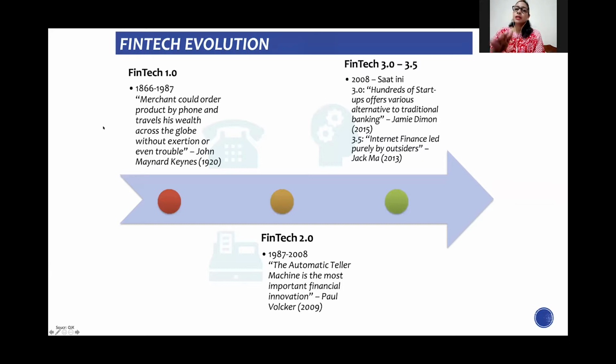Okay, this one is the evolution of fintech. I think you may have gotten this from the previous instructor. So the first fintech was the ATM, automatic teller machine. I think it's also one good innovation because it makes us easier. We don't have to go to the bank to get money, to transfer and everything. And nowadays we can do everything on our mobile.